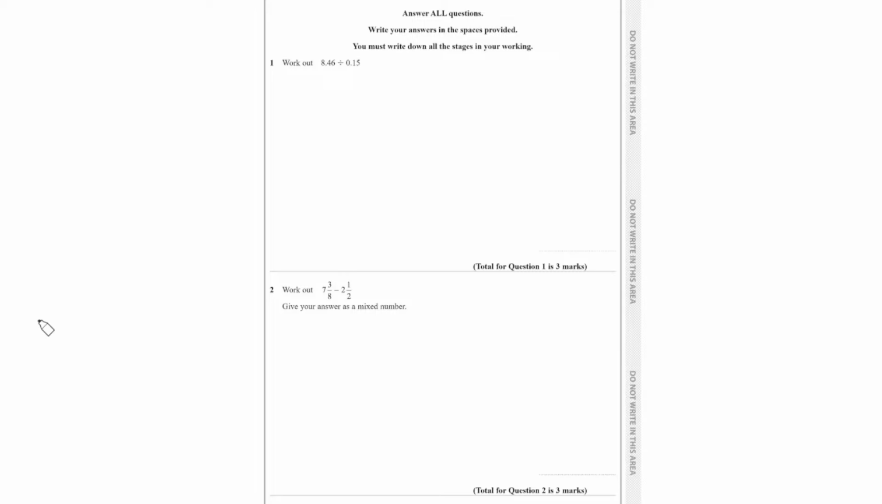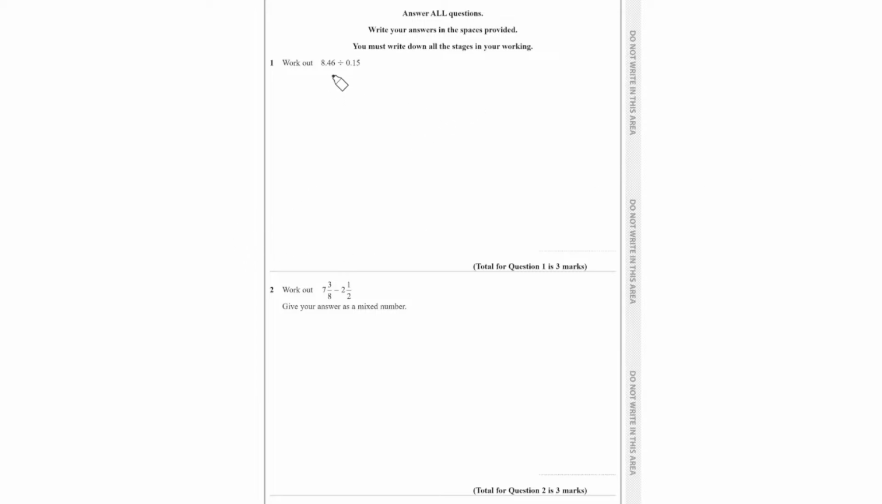So our first question, we've got work out 8.46 divided by 0.15 for 3 marks. So obviously this would be quite easy if you had a calculator, but I feel like we often forget how to do it, especially when we've been using a calculator for so many years. This is more of a Key Stage 3 method. So there's different ways to do it. The way that I would do it, because it's divide, is if we change both numbers by the same scale.